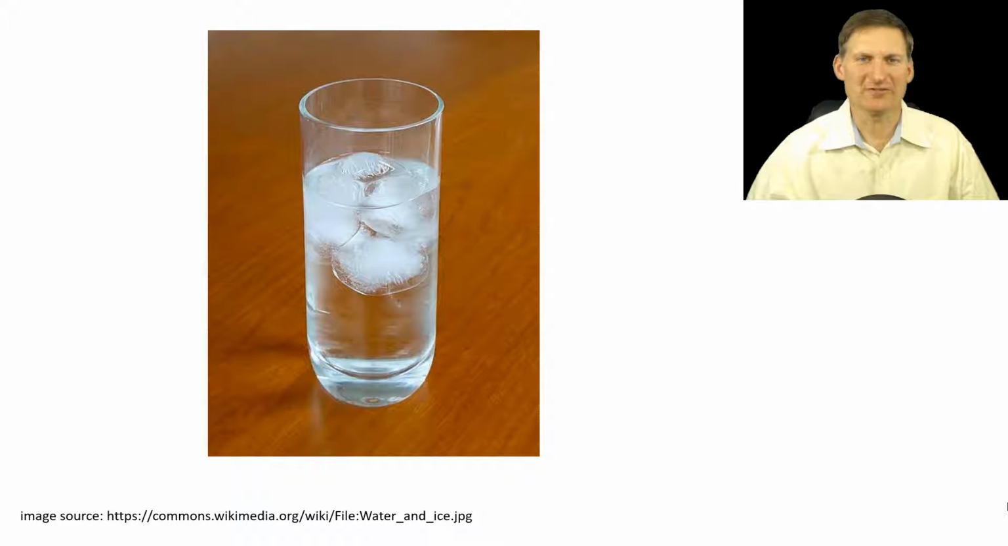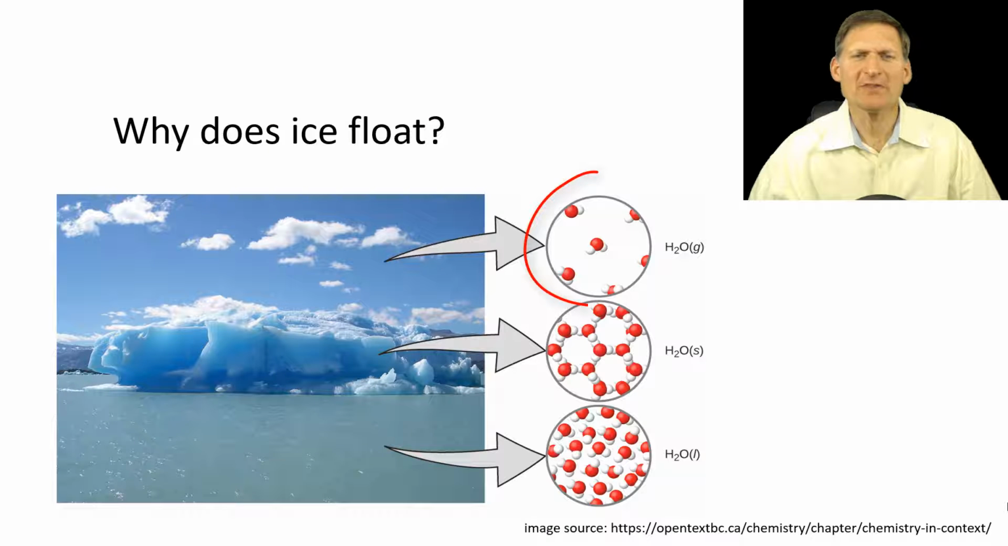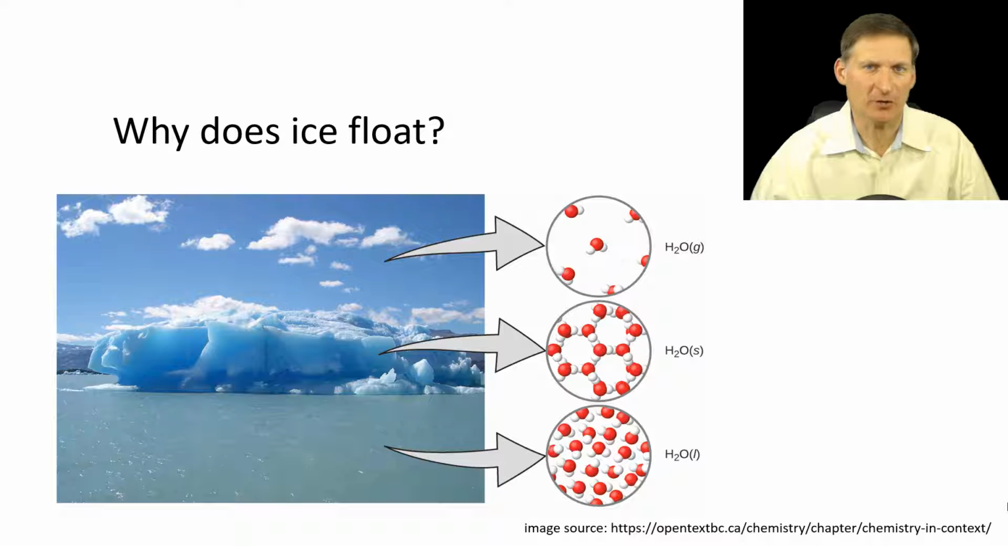Here's another familiar example. You probably noticed that ice floats on water. It doesn't sink to the bottom. Why is that, you might ask? Let's start with gaseous water, like water vapor in the air, where the water molecules are very far apart. Notice all the empty space between the molecules, here, and so on. This represents very low density.